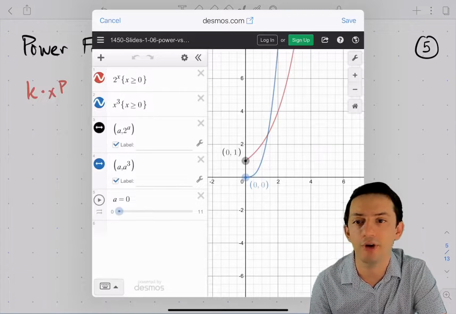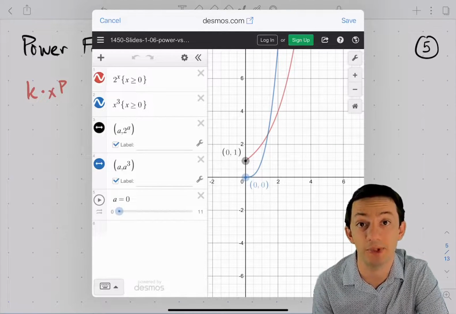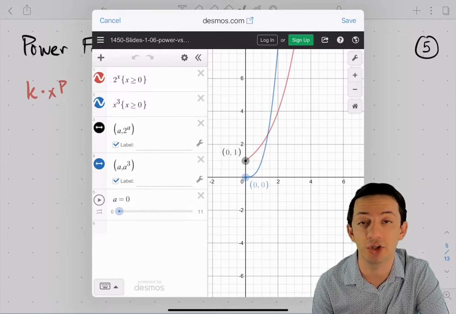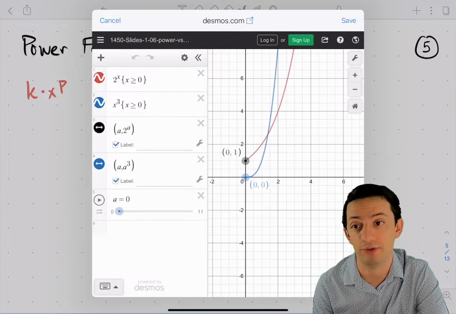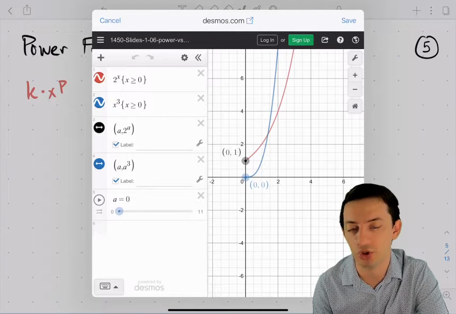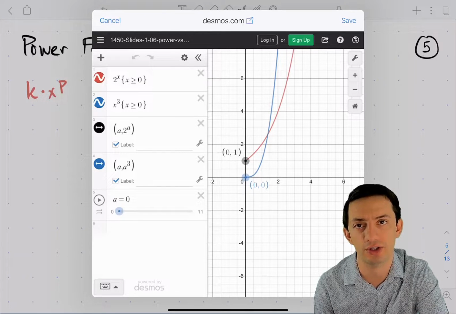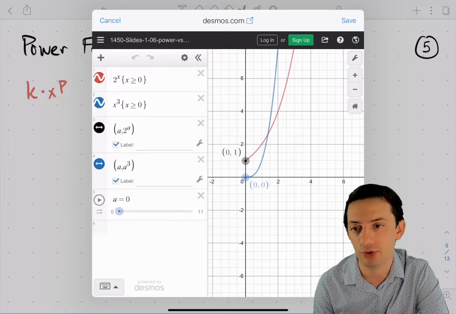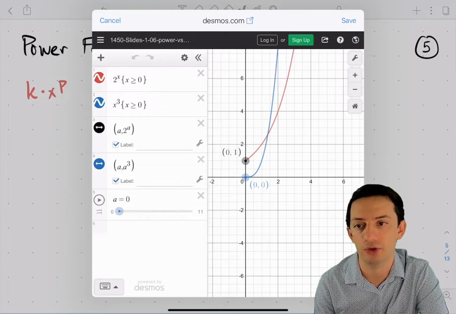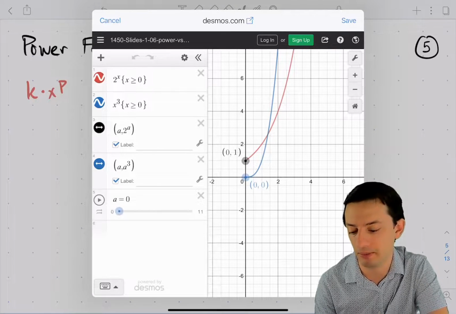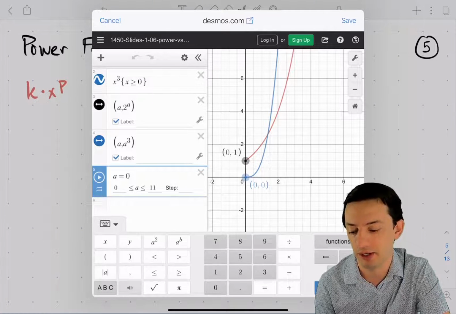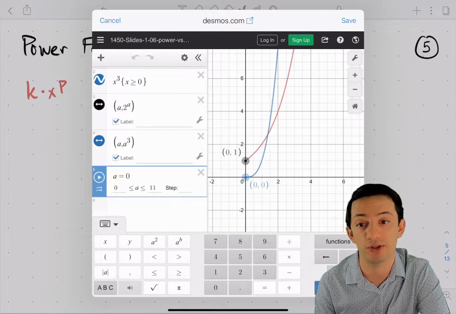So here's a graph of 2 to the x in red, that's an exponential function, and x cubed in blue, that's our power function. I've restricted them to only show when x is greater than or equal to 0, just to eliminate some of the other stuff in the picture. And I'm also showing a point on each one. At the moment, my slider for a here at the bottom is at 0, so I'm showing where 0 is on both of them.